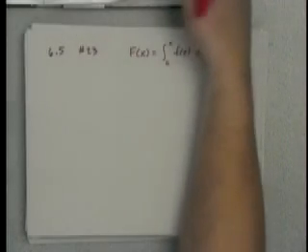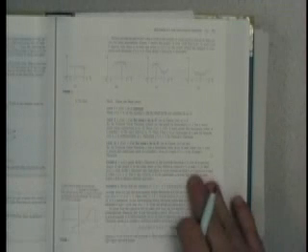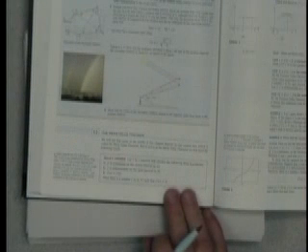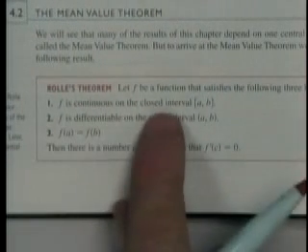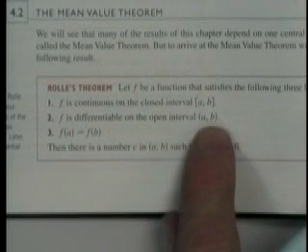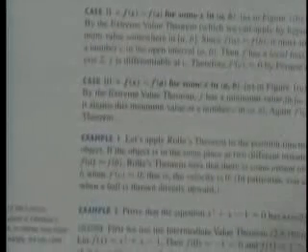All right. They told us to go back to section 4.2. So I'm going to go back to 4.2 and write down the mean value theorem that they have in that section. Zoom in. So our function has to satisfy the following. It has to be continuous on the closed interval from A to B, differentiable on the open interval from A to B.